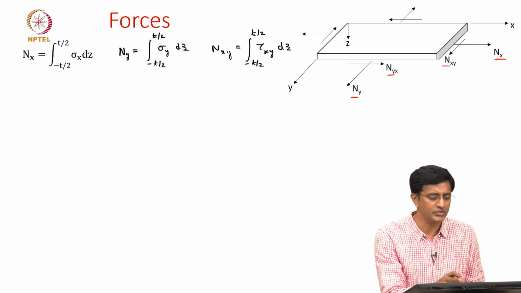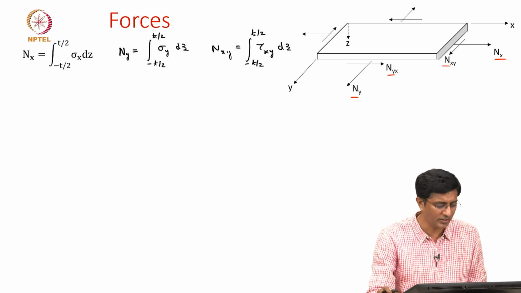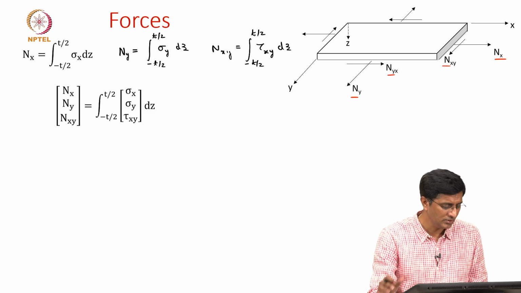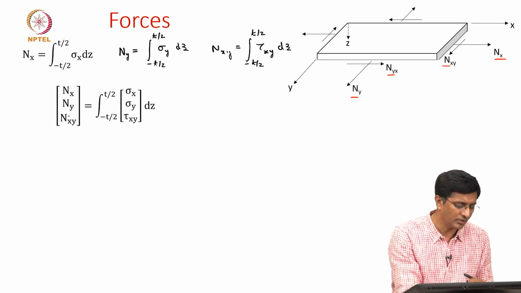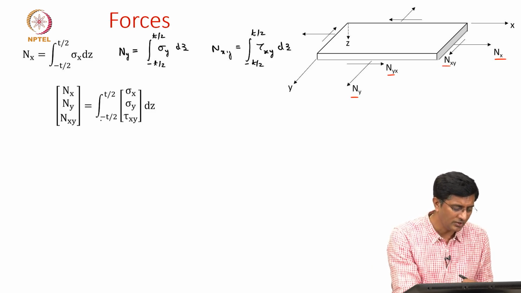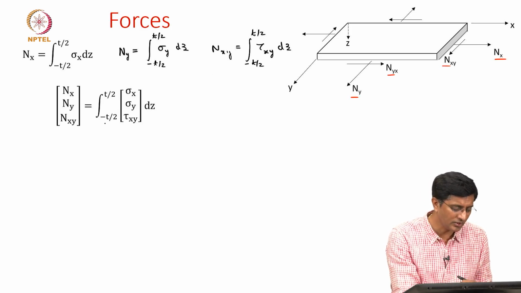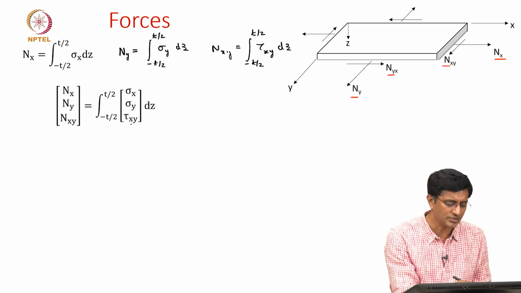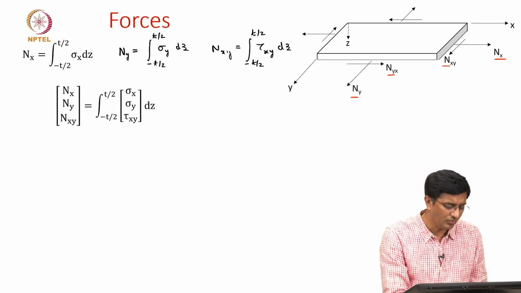What we'll now do is we'll collate all these three equations into a vector. So we'll now write a vector for these forces, which consist of nx, ny, nxy. Then I can write these three equations combined into one single integral. So all these three integrals have the limits from minus t by 2 to t by 2, and this vector captures the stresses sigma x, sigma y, and tau xy times dz. Okay.